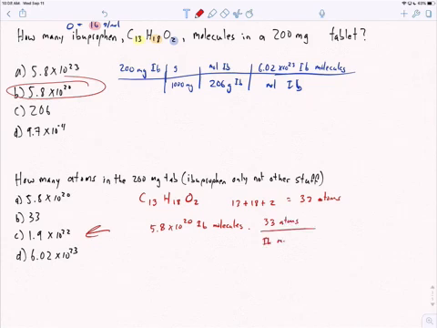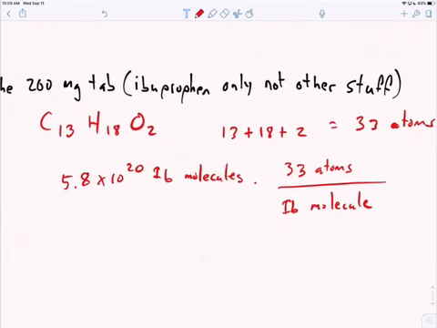Is everyone following? No. You're multiplying the 5.8 times the 33? Yeah. Okay, so I'm trying to think what's a colloquial example.